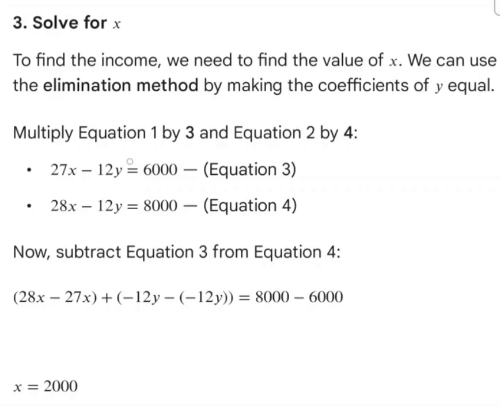Now solving these two equations, multiply the first one by 3 and the second one by 4. 27x minus 12y equal to 6000. 28x minus 12y equal to 8000. Now subtract. 28 minus 27, that is x. 8000 minus 6000, that is 2000. x equal to 2000 rupees.